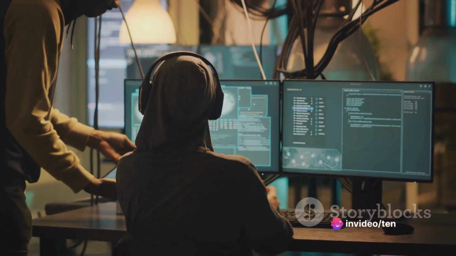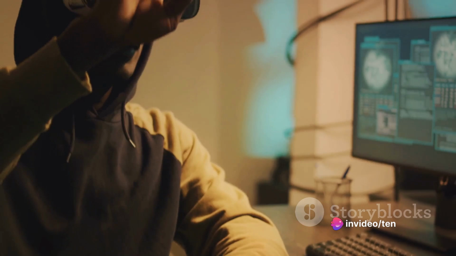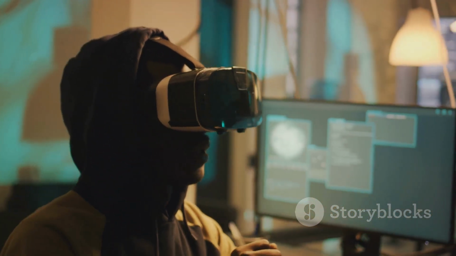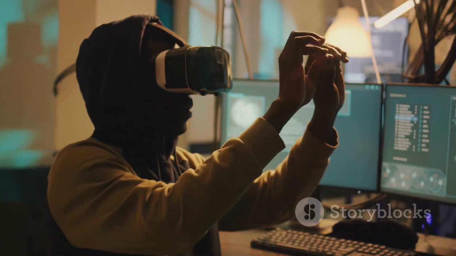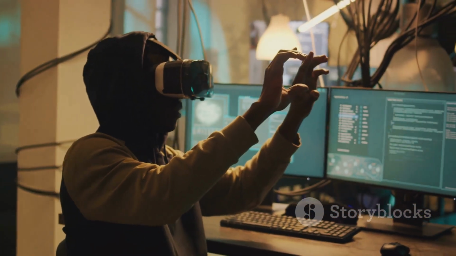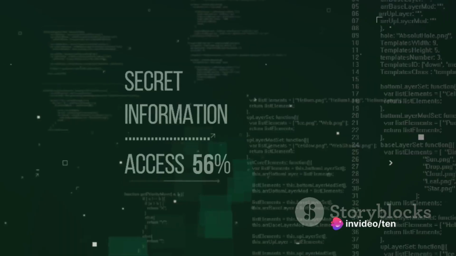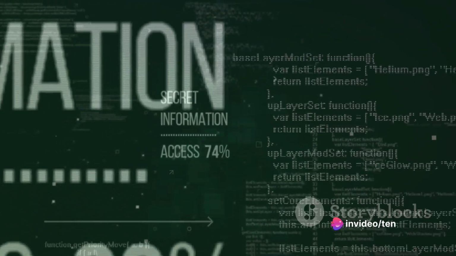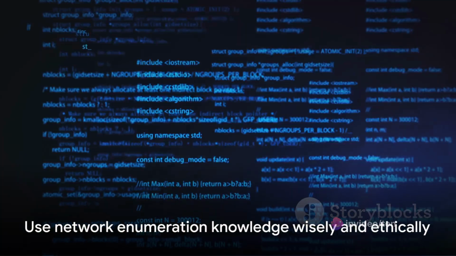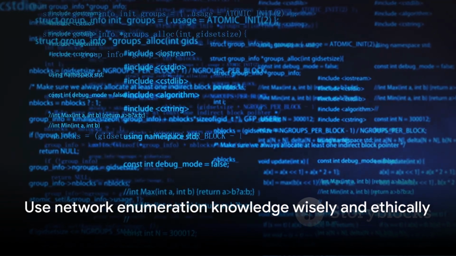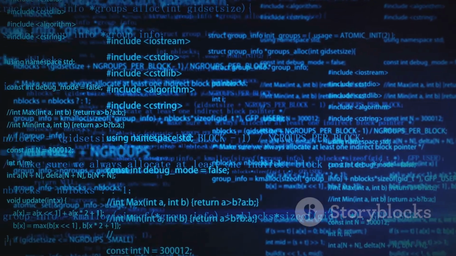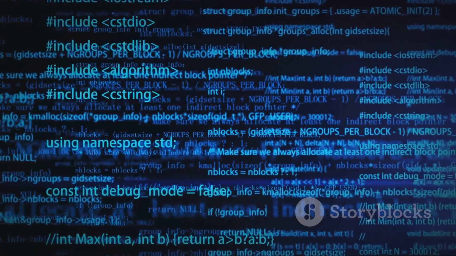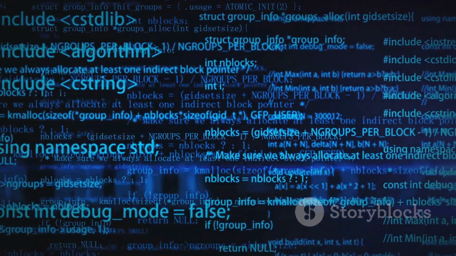However, it's also important to remember that this power comes with responsibility. Yes, network enumeration can be a powerful tool in the hands of ethical hackers, helping to identify and rectify vulnerabilities. But in the wrong hands, it can be used maliciously, wreaking havoc and compromising privacy. Remember, network enumeration is a powerful tool in the hands of ethical hackers, but it can also be used maliciously. It's our responsibility to use this knowledge wisely and ethically.